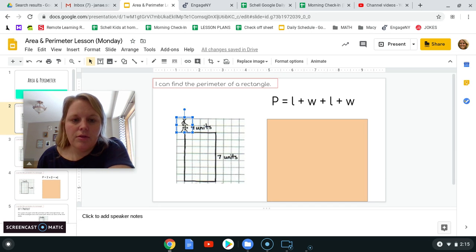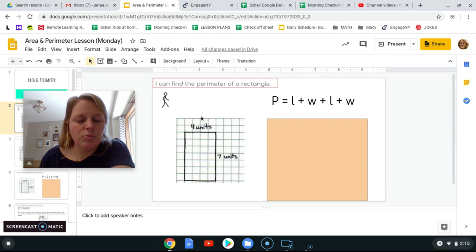There are a couple different strategies, and one that you might have started with when you first learned perimeter is to just count, because they were put on this grid paper to help you. So counting each side. Now, as we get older and we work with problems where we don't have the grid paper, or we just want to be more efficient, we learned some different formulas.